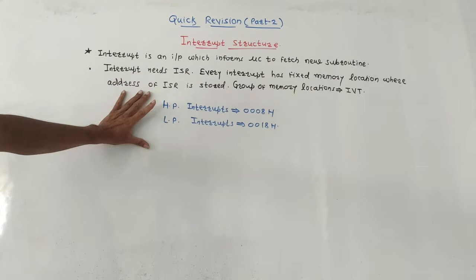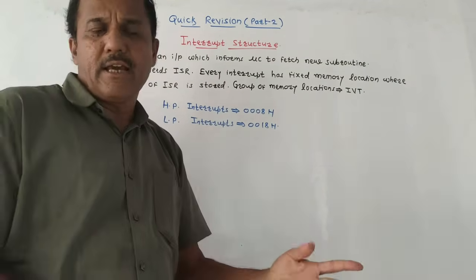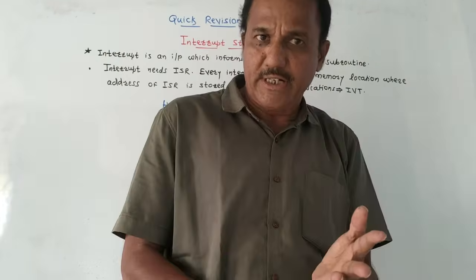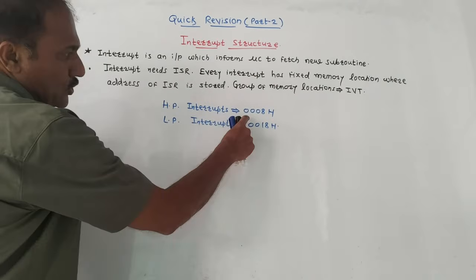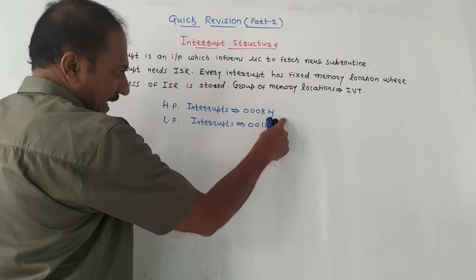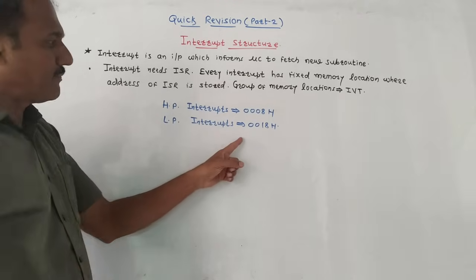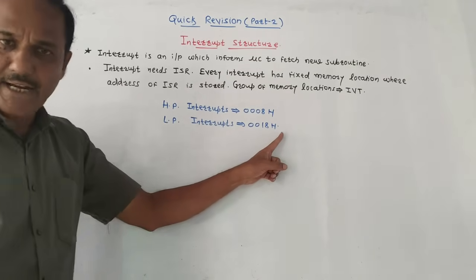Now do remember two values. There are two types basically, high priority interrupts and low priority interrupts. High priority interrupts are stored at 0008H. Low priority interrupts are stored at 0018H.